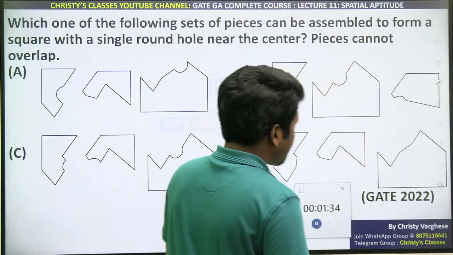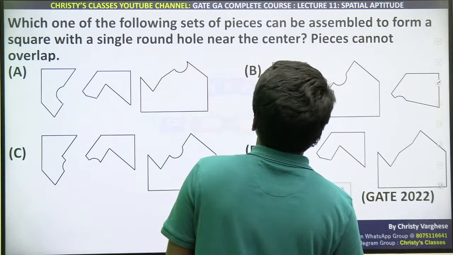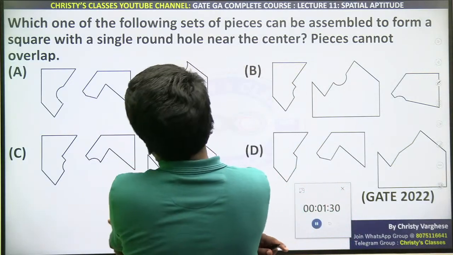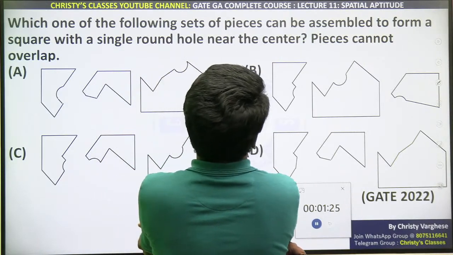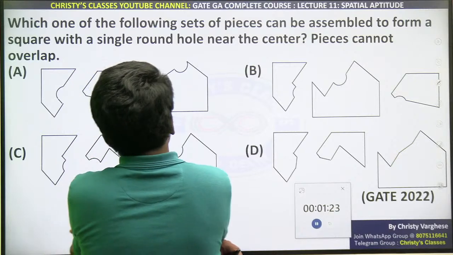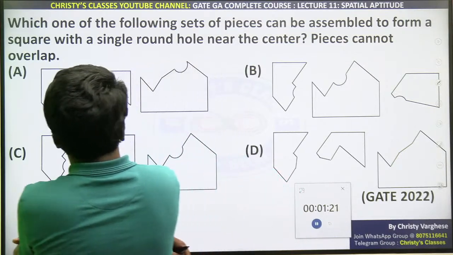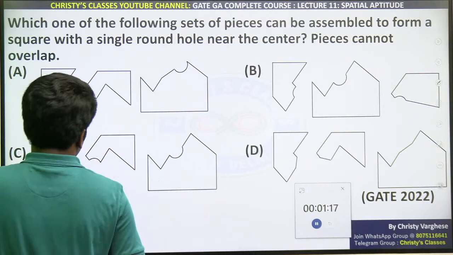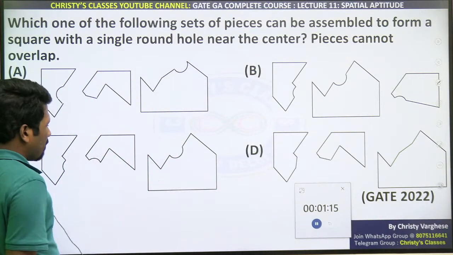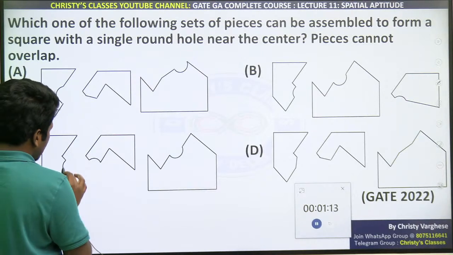That's a major difference. So anyway, which one of the following sets of pieces can be assembled to form a square with a single round hole near the center? So ye question karne ka easy tarika ye hai. That hole part you can think about. Due to lack of time, I'm directly explaining the answer itself.